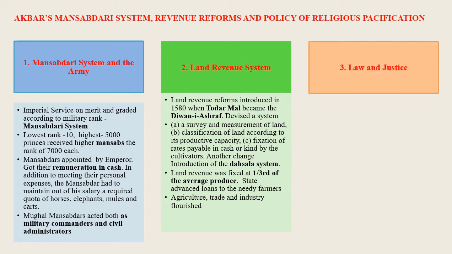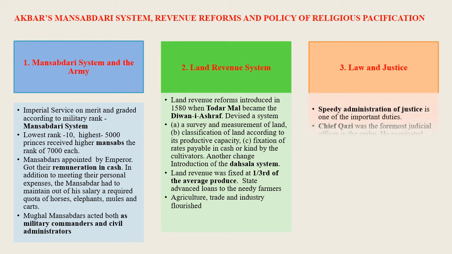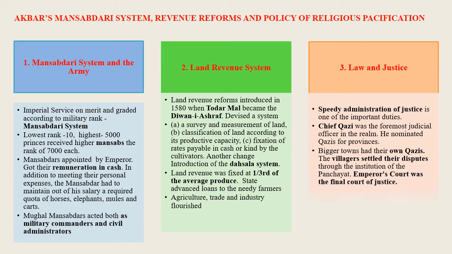Law and justice. Akbar regarded speedy administration of justice as one of his important duties. The chief Qazi was the foremost judicial officer in the realm. He nominated Qazis for the provinces. The bigger towns had their own Qazis. The villages settled their disputes through the institution of panchayat. The emperor's court was the final court of justice.